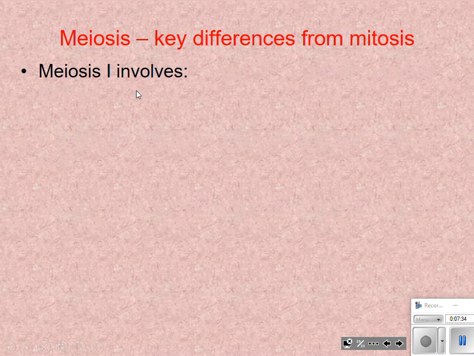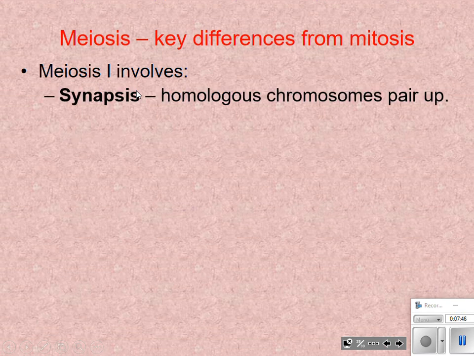Now we're looking specifically at meiosis 1. Some differences of meiosis 1. Synapsis. What synapsis means is that the homologous chromosomes pair up. The homologous chromosomes pair up.